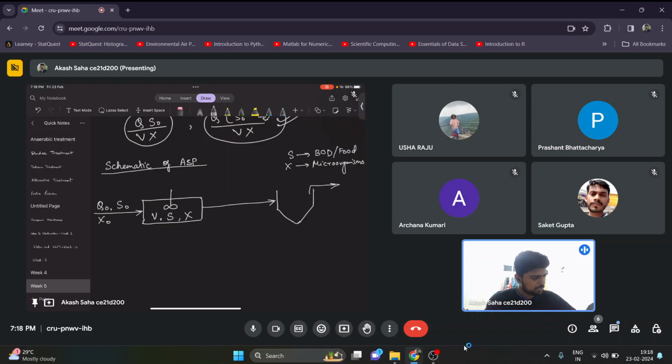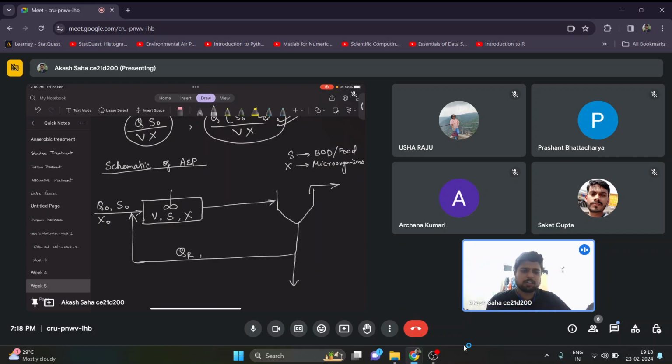Some part will be rejected from here, and also there will be some part which will be recycled. So these are the three streams that are coming out from the secondary settling tank. Suppose the part that is recycled back has flow rate QR, because we need to maintain the microorganisms in the aeration tank. So some part of the biomass that is settled in the secondary settling tank will be recycled back into the aeration tank. So suppose that is QR.